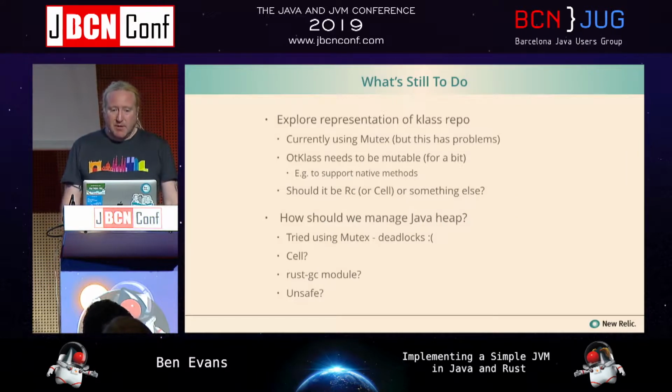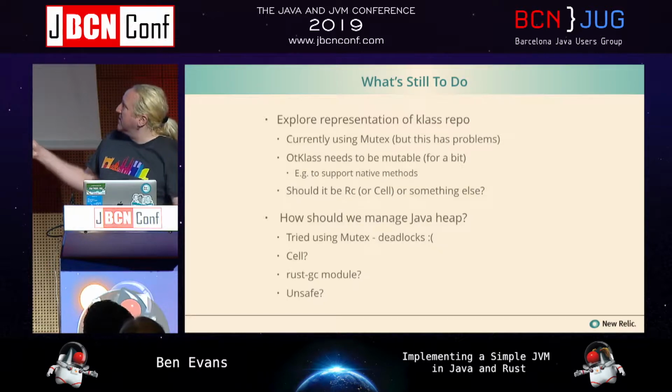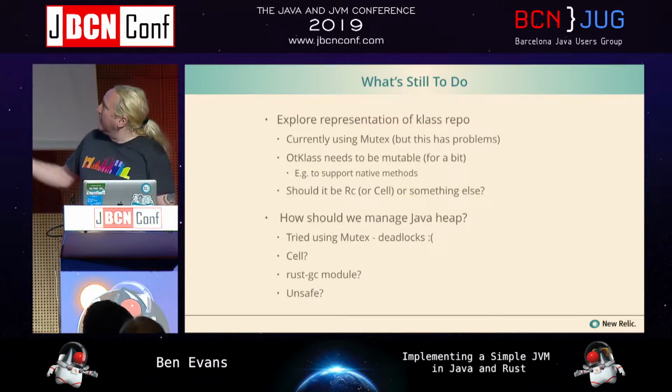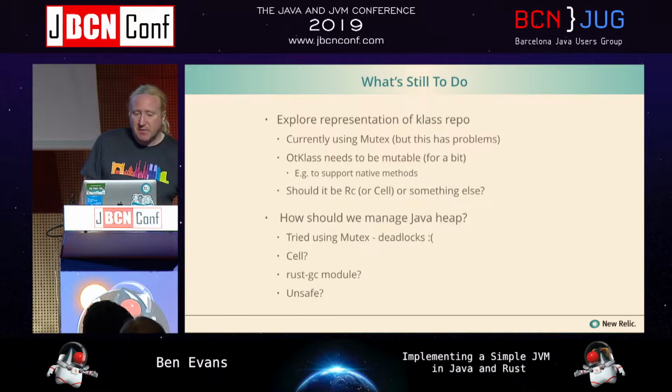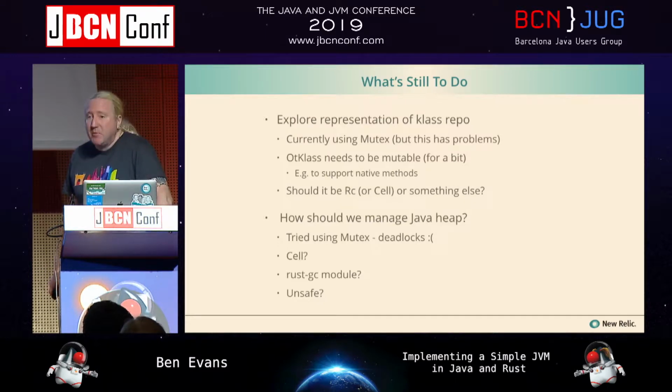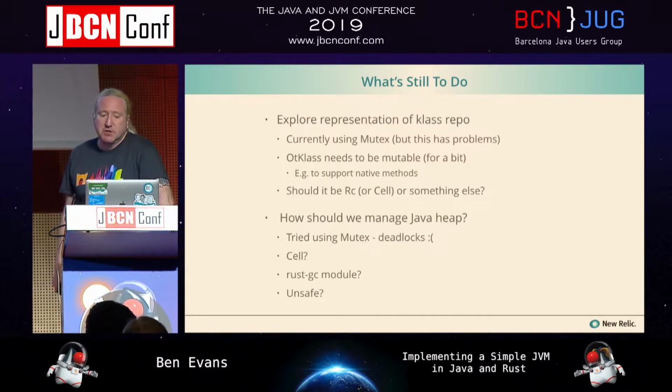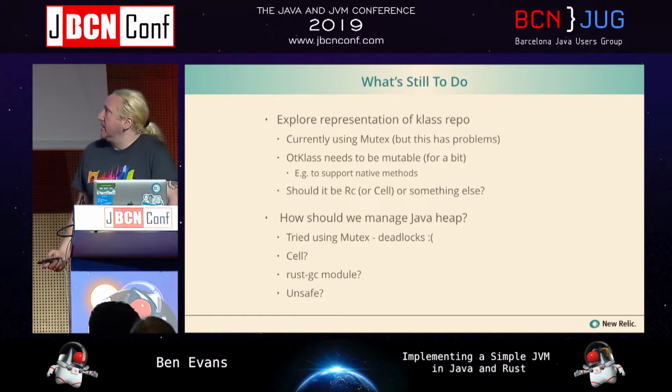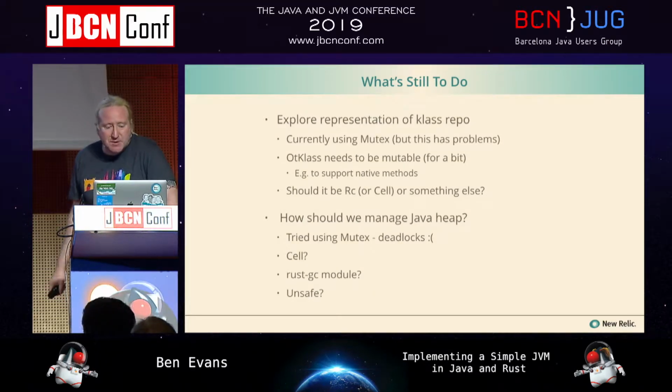So what's still to do? There's a representation of the class repo that we need to talk about. It's currently using Rust mutexes. The OT class loading has to be mutable, but only temporarily. So the current implementation is mostly immutable, but to support things like native methods, we actually need to have a class that we can modify after we've loaded it. It's unclear how to do that yet. I'm playing around with a few things.